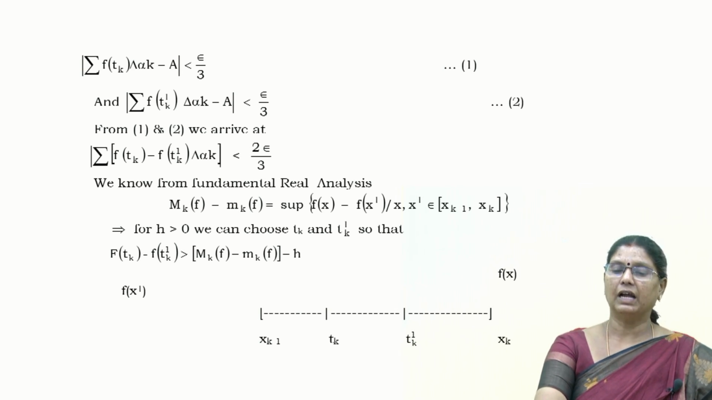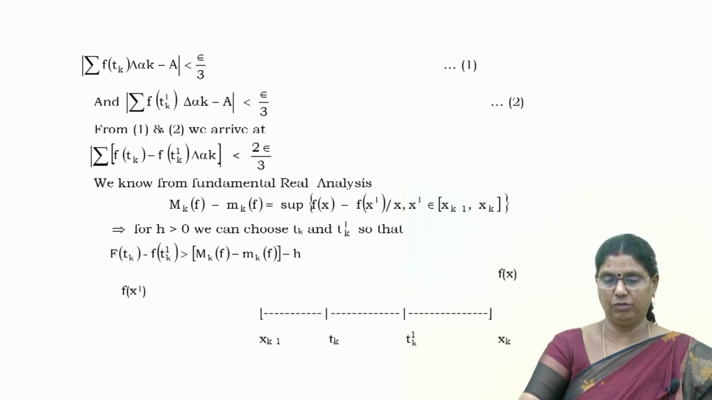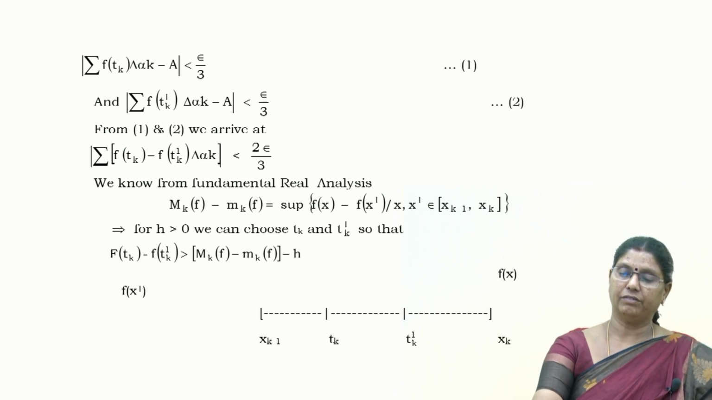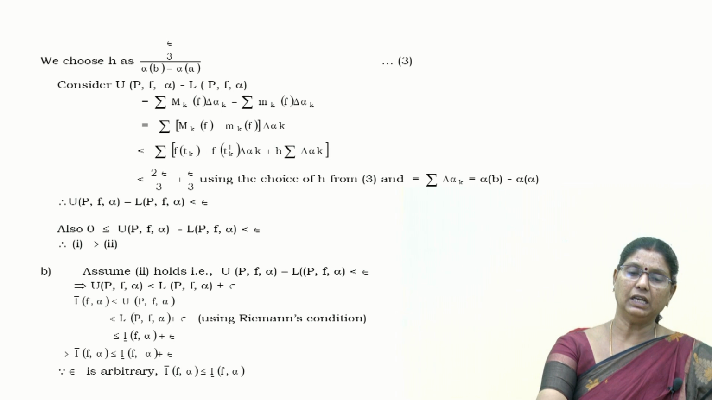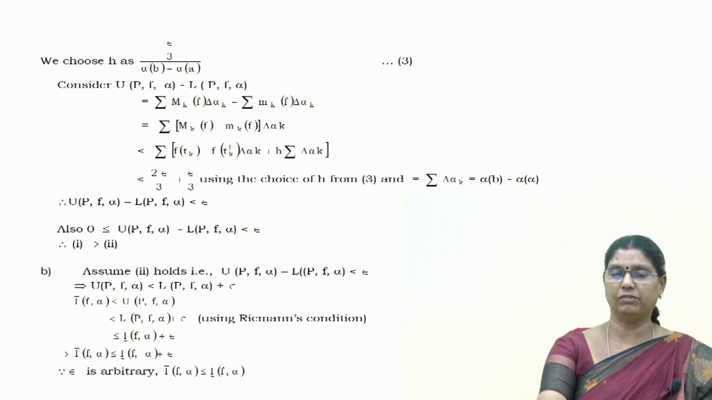And from the basics we know that capital Mk of f minus small mk of f equals supremum of f of x minus f of x dash, such that x and x dash belong to the kth subinterval. For any h greater than 0, we can choose two interior points Tk and Tk dash, so that f of Tk minus f of Tk dash is greater than Mk of f minus small mk of f. And here we choose h as epsilon by 3 by alpha of b minus alpha of a.